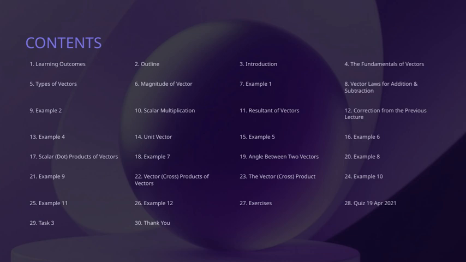Following that, we'll analyze the vector cross product, a powerful tool in vector calculus. We'll proceed with examples to illustrate these concepts, including example 5, 6, 7, 8, 9, 10, and 11, providing practical applications. We'll also work through exercises and correction from the previous lecture to reinforce your understanding. Then, we'll examine vector cross products of vectors, and the resultant of vectors, further deepening our grasp. Finally, we'll conclude with some quiz questions from April 19, 2021, and a thank you to wrap up the session.